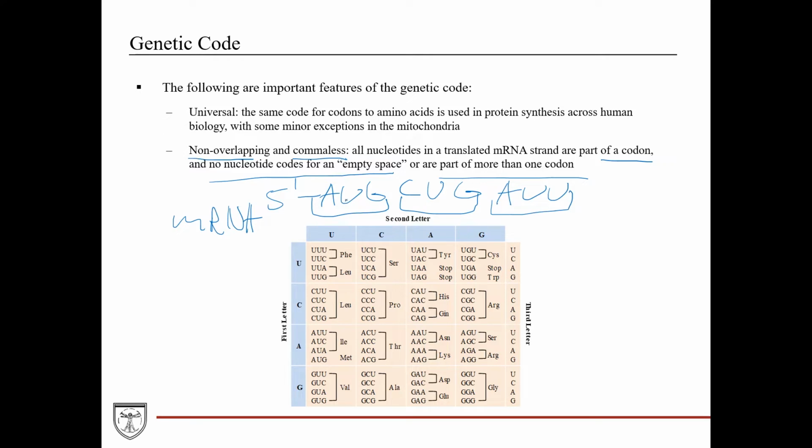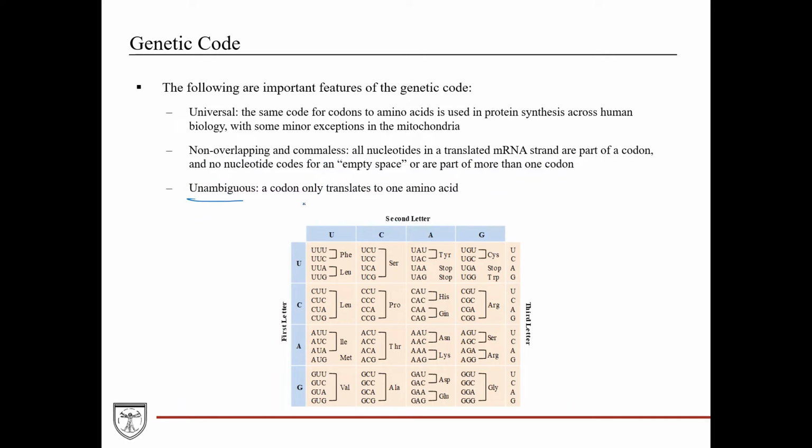The other thing is that all of these nucleotides are part of a codon. There's no single nucleotide or group of nucleotides hanging out where they don't code for anything. Essentially, as we say here, empty space. So bottom line, every nucleotide is part of a codon, and it's only part of one codon. It's unambiguous, so a codon only translates to one amino acid.